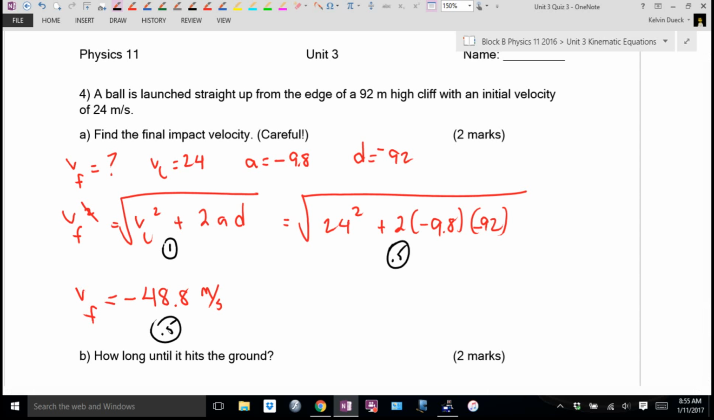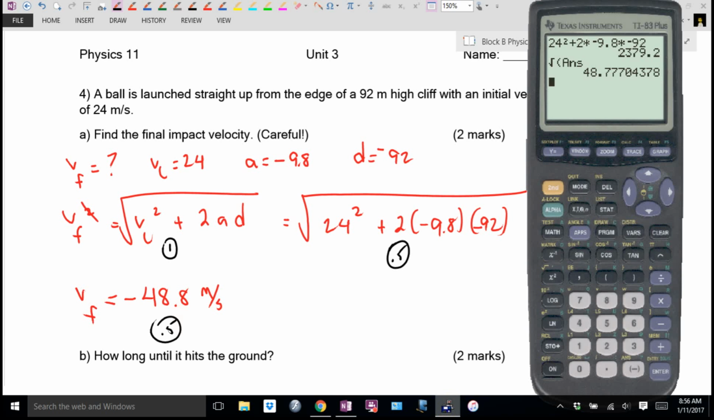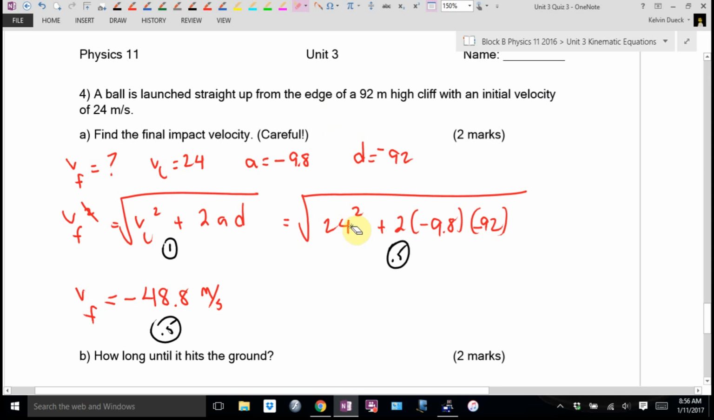You had a question, or did I answer it? What did you get before you square rooted it? 2,379.2. Okay, so if I was marking yours, if you got that part wrong, but you did square root it, I would give you 1.5, as long as you had a negative in front of your velocity. Okay?